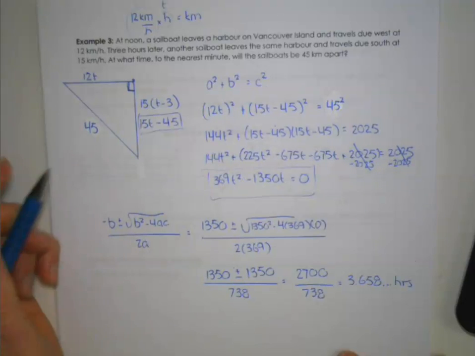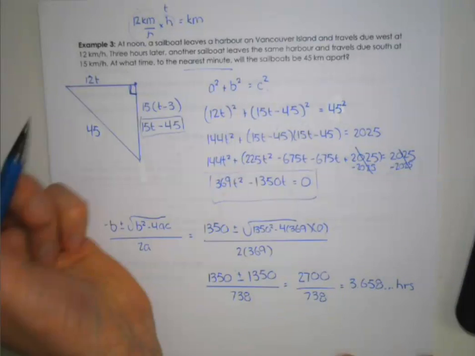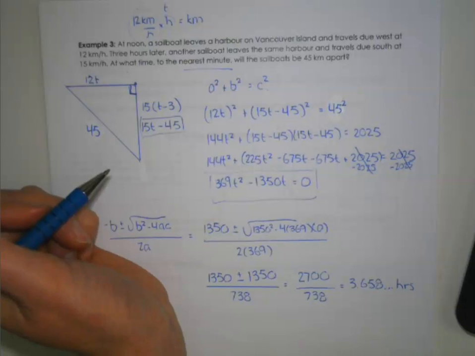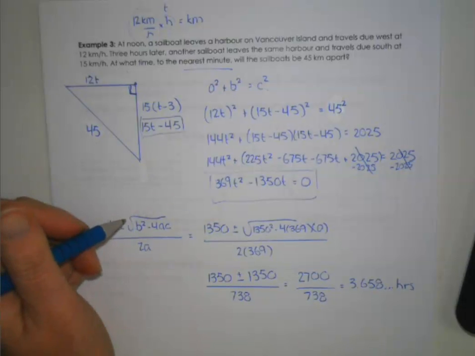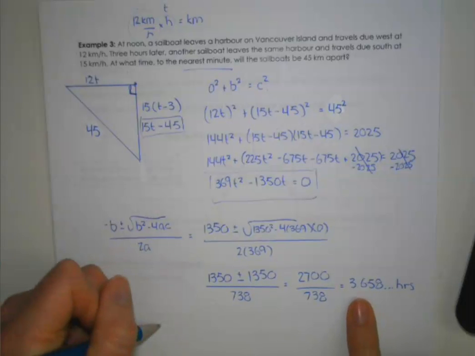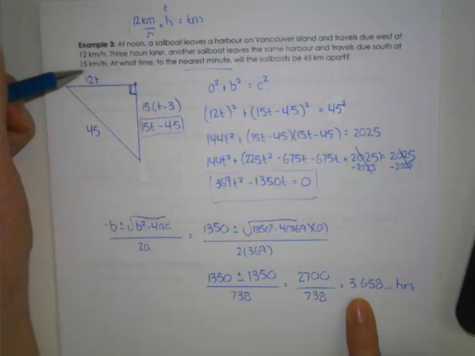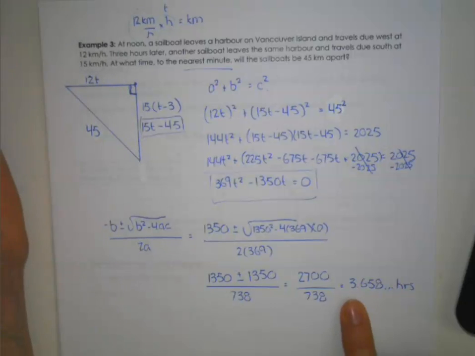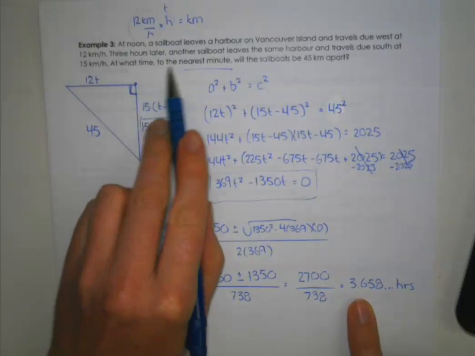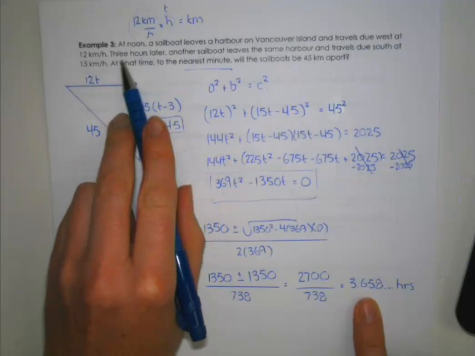Okay, now be careful. The question asked us at what time, to the nearest minute, will the sailboats be 45 kilometers apart. So we have a couple of things we need to account for here. We have 3 hours accounted for. So remember, this boat left 3 hours after the first one. So we know they have to be at least 3 hours after the departure. Sorry, let's revisit this question a second.